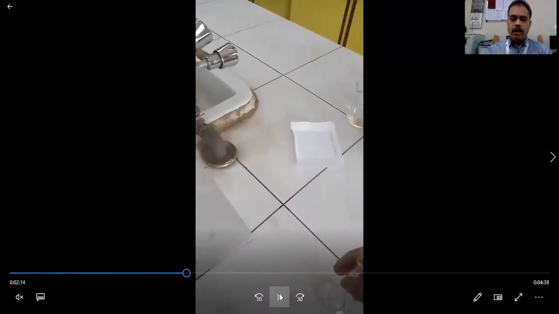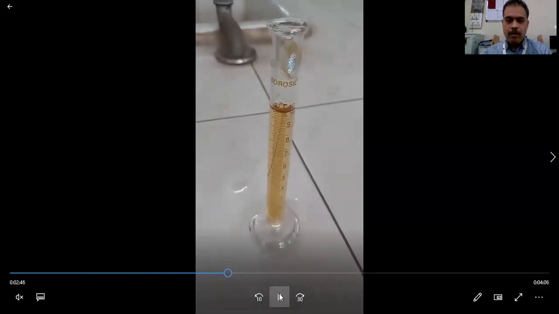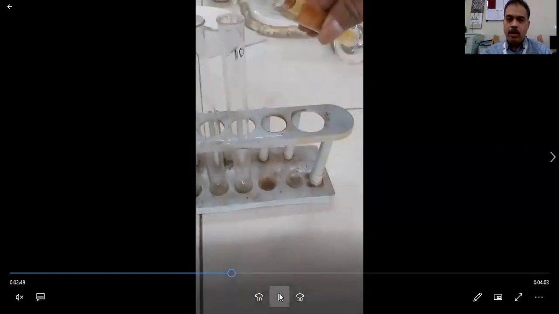This is a measuring cylinder. First we'll add 10 ml filtrate. You can see we are pouring filtrate in the measuring cylinder. This is the filtrate. So this is 10 ml filtrate. Now this 10 ml filtrate will be added into test tube number 10.